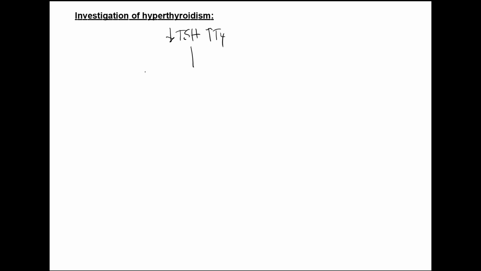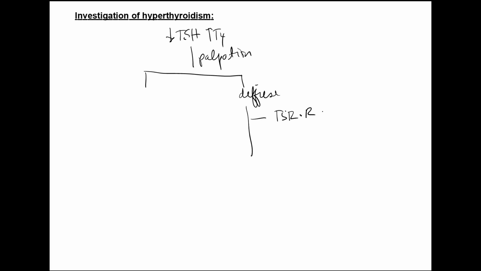The next way we think about it is to go to the physical exam. If the gland is diffuse, then one can go looking for TSH receptor antibodies, because those are seen in Graves' disease. One looks at the anterior legs for pretibial myxedema, and then in the eyes, exophthalmos. And if those are all present, that establishes a diagnosis of Graves' disease.